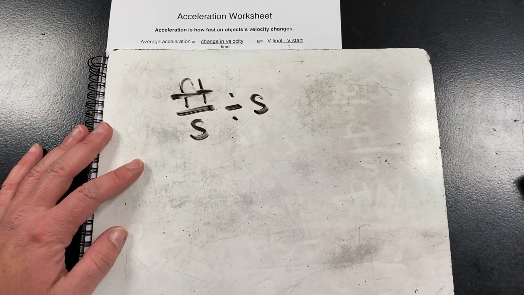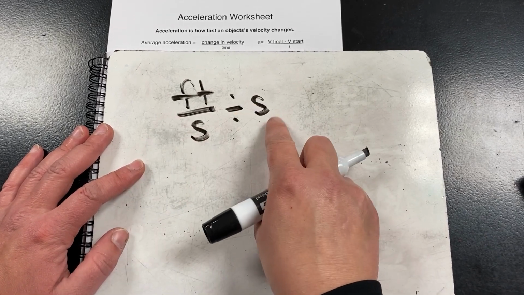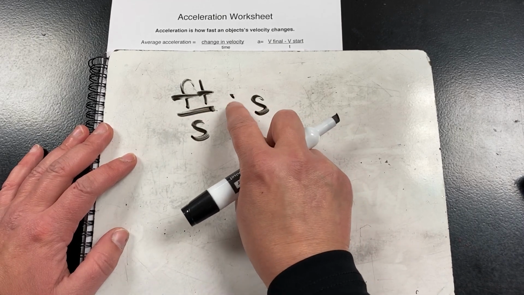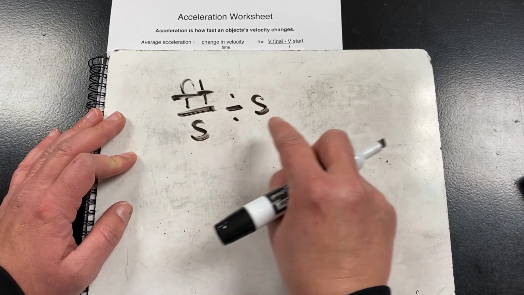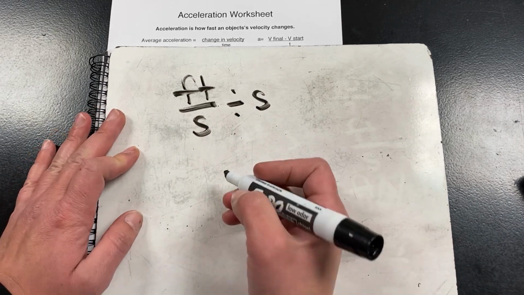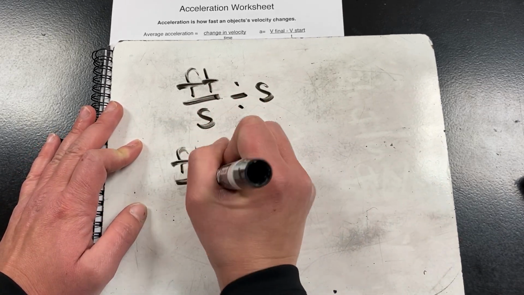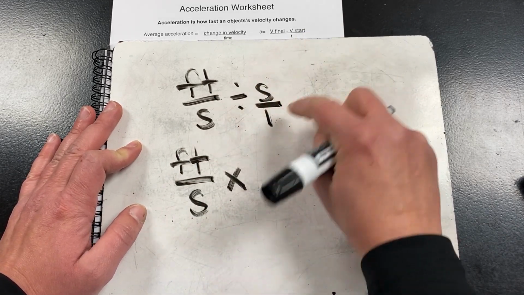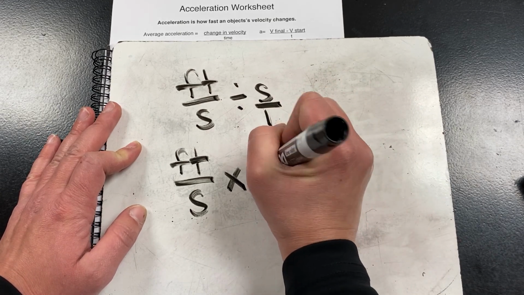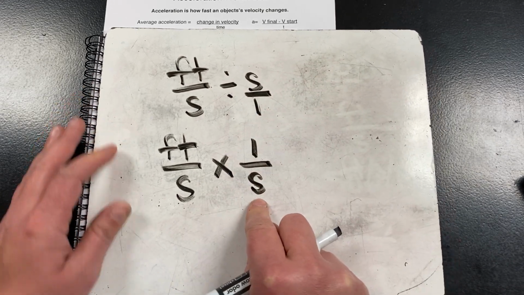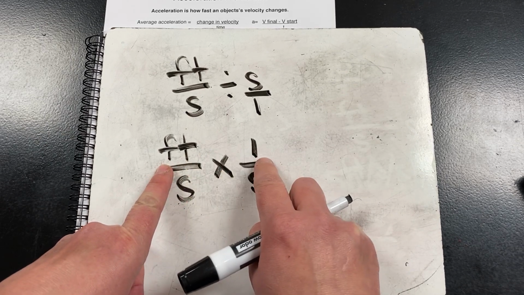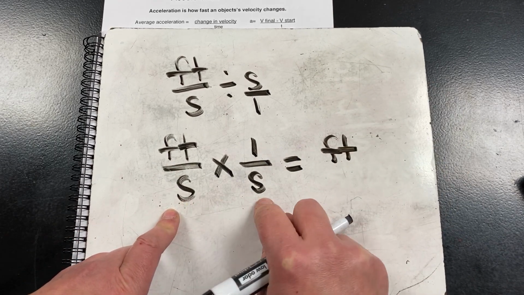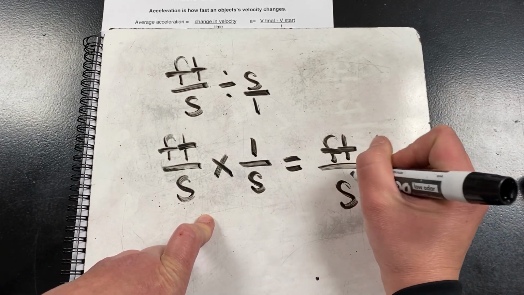So I just want to go over how you go from feet per second divided by seconds to getting feet per second squared. You were always told that if you divide, you can also multiply by the reciprocal, the keep change flip rule. So I'm going to keep my feet per second, change my sign, and this is truly S over 1 right here, so I'm going to make that 1 over S. Then you get feet times 1, and 1 is just a placeholder. So it's going to be feet, and then we've got seconds times seconds. They're both in the denominator. So it's going to be feet per second squared.